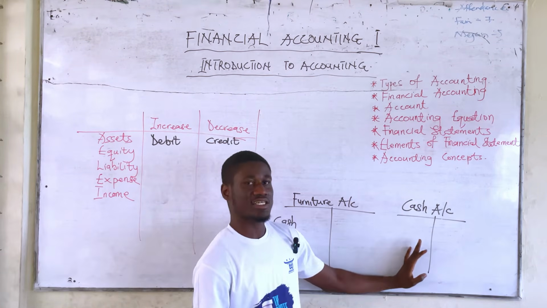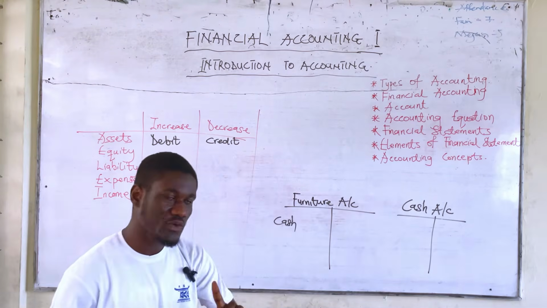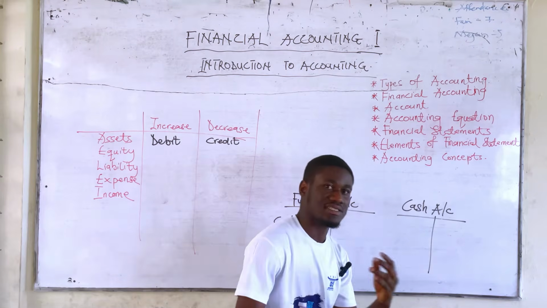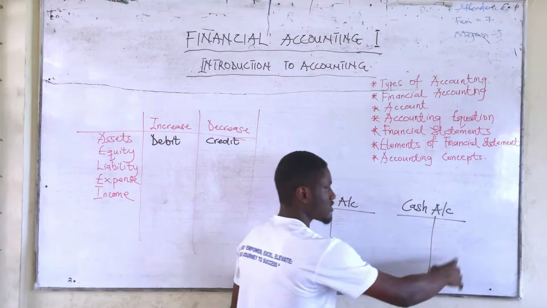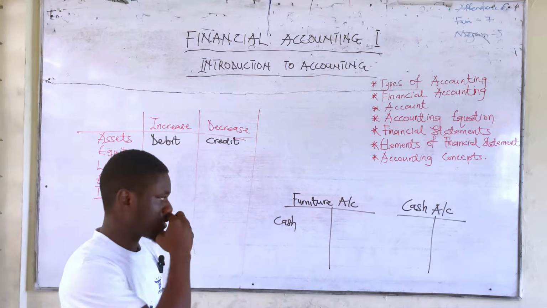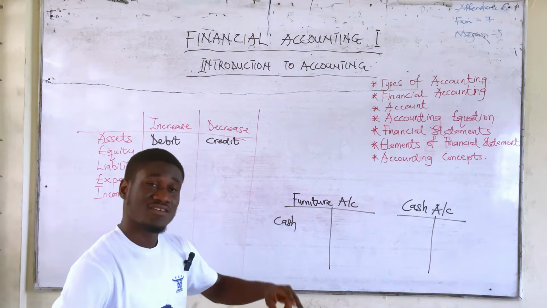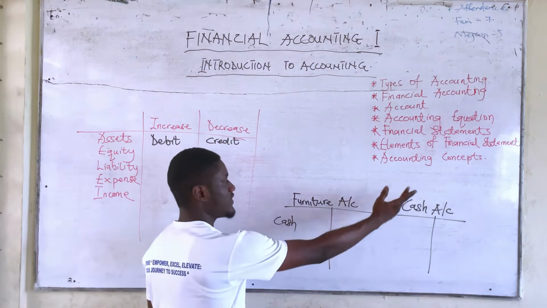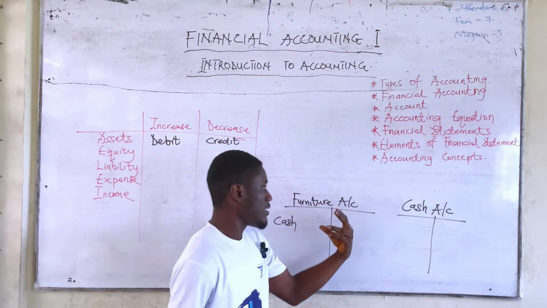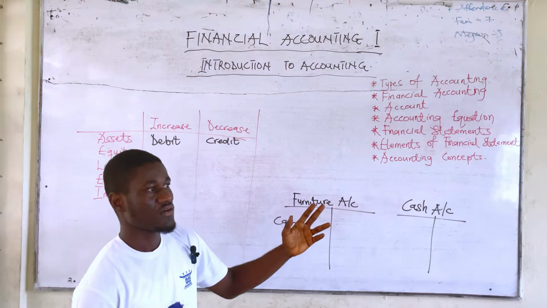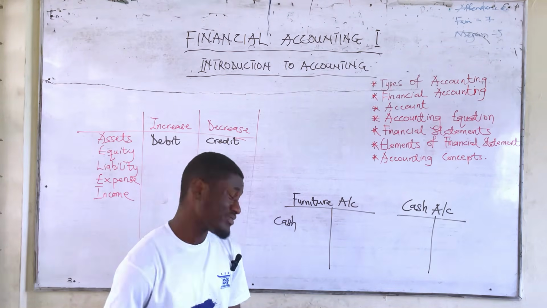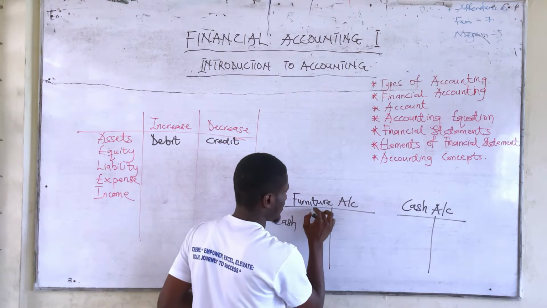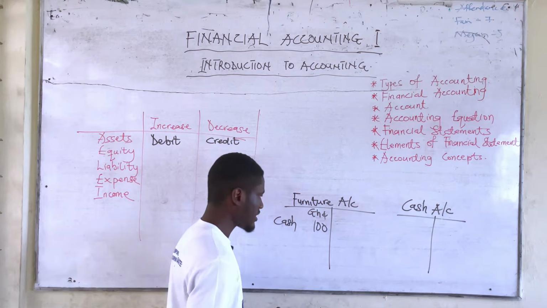Since it has reduced, we know that for assets, when they decrease, we credit. So even without trying to understand everything, you should know that for every debit entry, there is a corresponding credit entry for that transaction. And we said that the transaction involves two accounts. So if there is any amount given, let's say we bought furniture with cash, 100 cedis. We record here in the name of cash, and the amount here, and you have your Ghana cedis here. You get it?